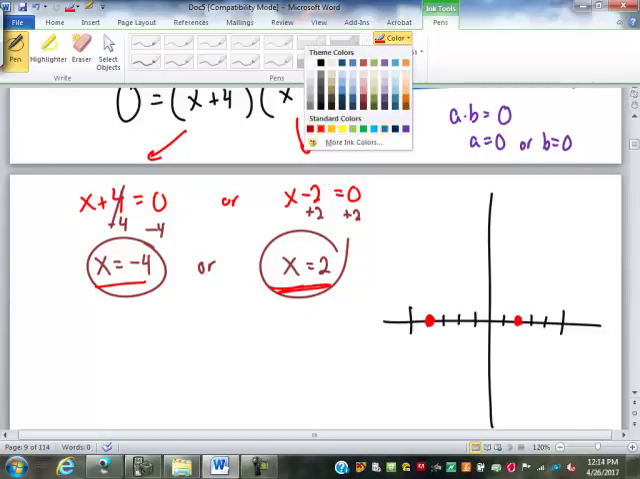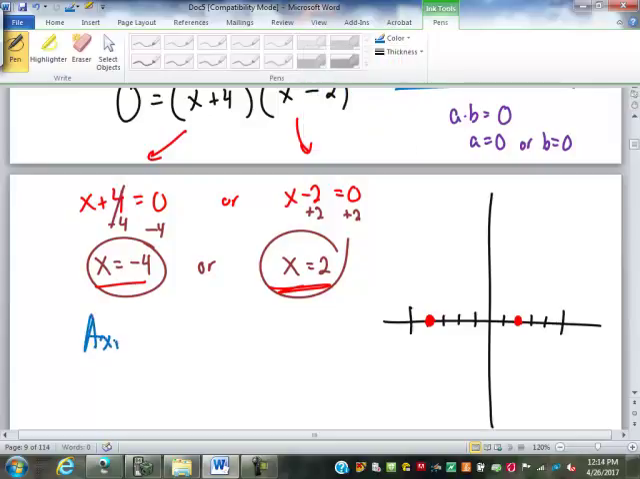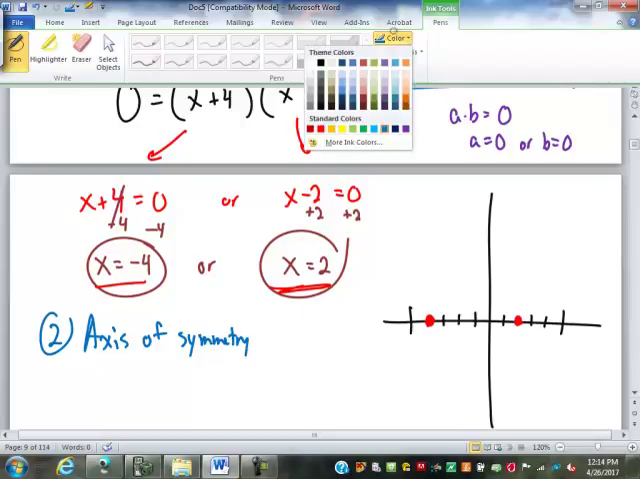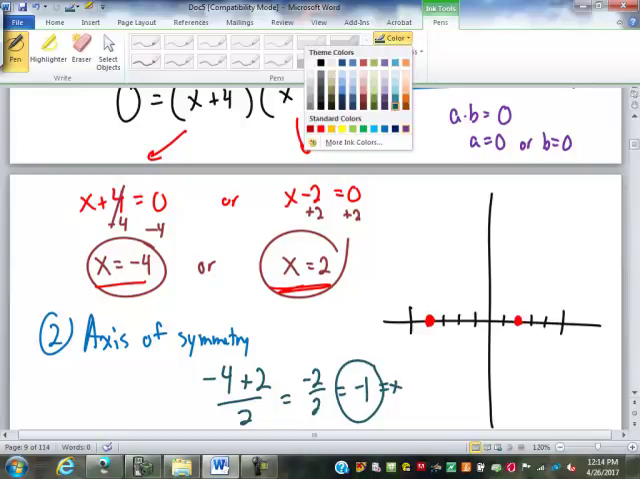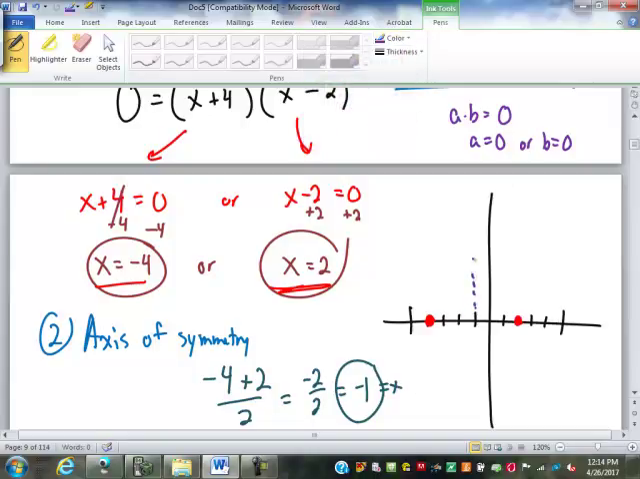The axis of symmetry, which is the second thing we need to find, is right between the roots. If I average the roots together, I'll have the x-coordinate of the axis of symmetry. -4 plus 2 over 2. -4 plus 2 is -2, over 2 is -1. So x equals -1 is my axis of symmetry. So here's where x equals -1. That is my axis of symmetry right there.